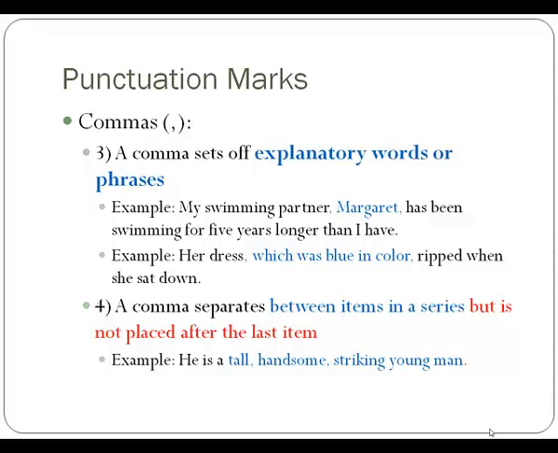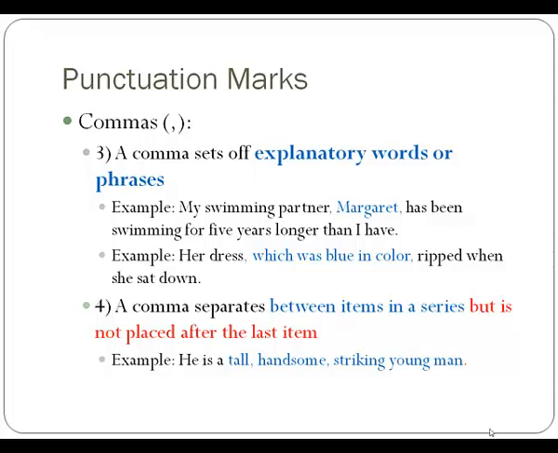Another example: her dress, which was blue in color, ripped when she sat down. You could say her dress ripped when she sat down. The explanation of her dress is which was blue in color.